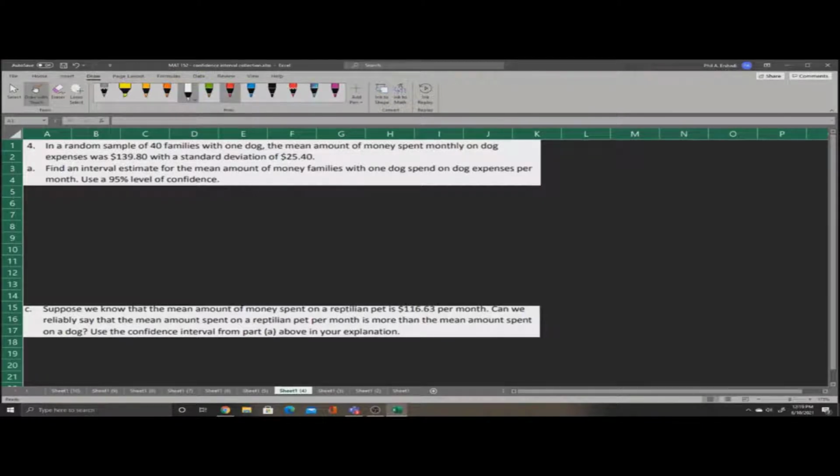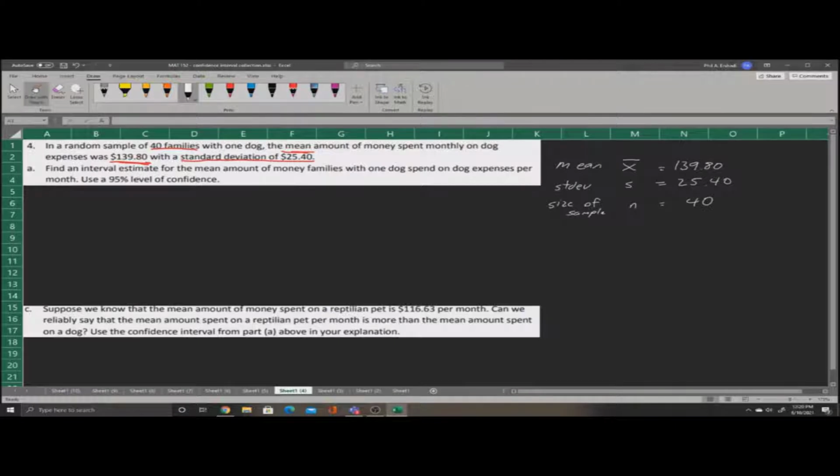First, let's have a look at what information we are given. Now, we have a mean, $139.80. We symbolize the mean with the symbol x bar. We also have a standard deviation of $25.40. We'll need that as well. We'll symbolize that with the letter S. We also have a size of the sample given to us, 40 families. We'll symbolize this with N.